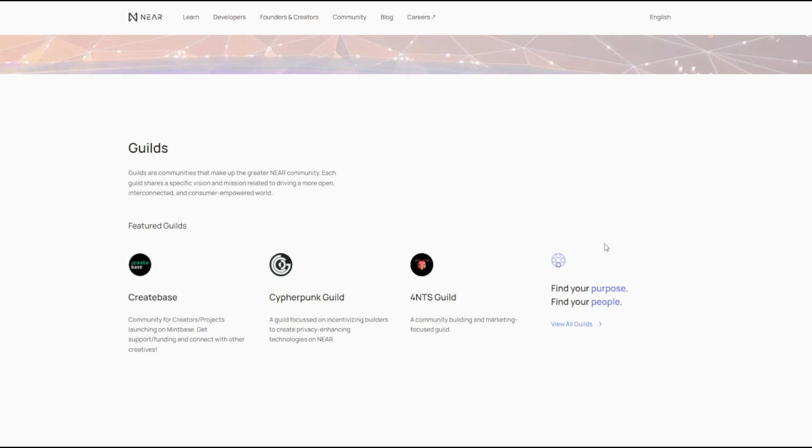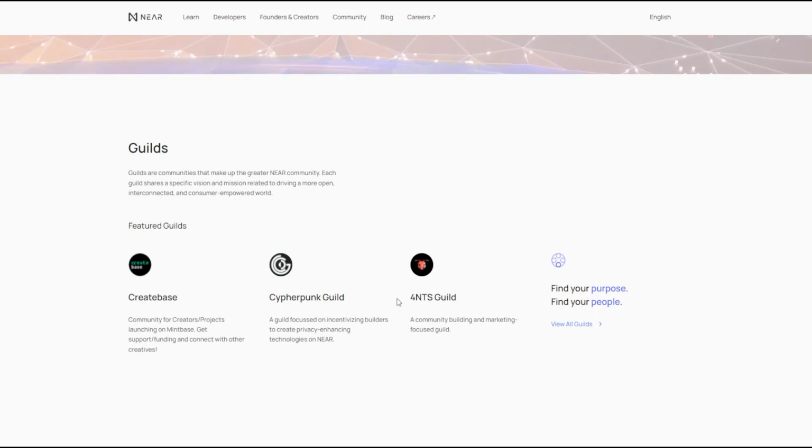So each of these guilds shares a specific vision and mission related to driving a more open, interconnected, and consumer-empowered world. Now, what does this mean? It basically means that you are able to connect with like-minded individuals and obviously brainstorm with them and come up with better conclusions, because obviously you're always better in a team of people who motivate you to push harder and push for the limits, right?